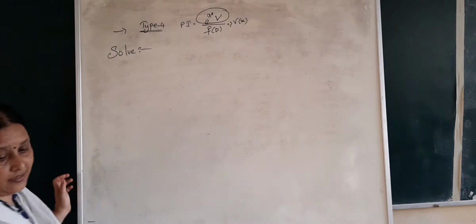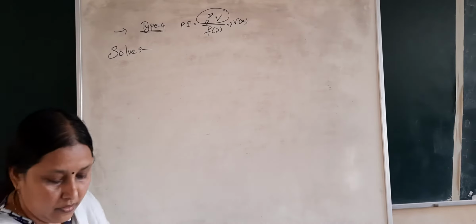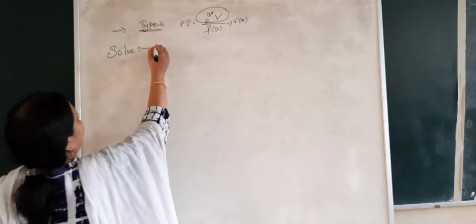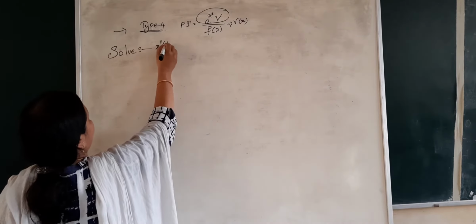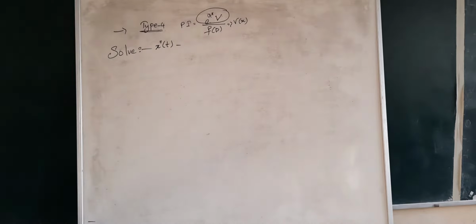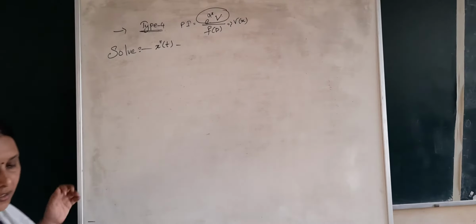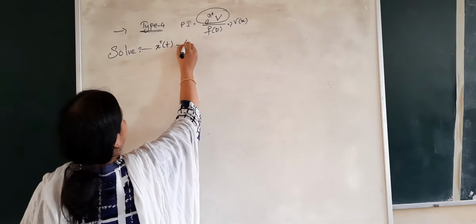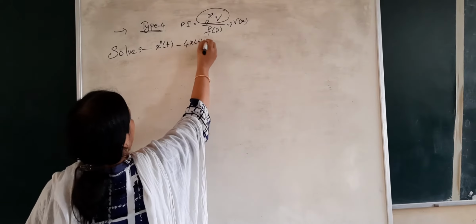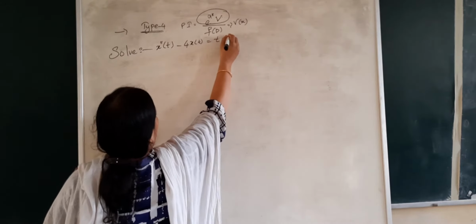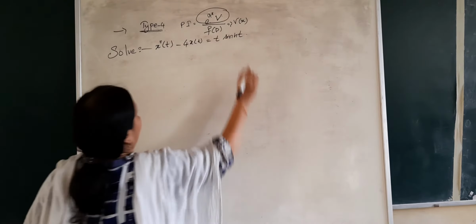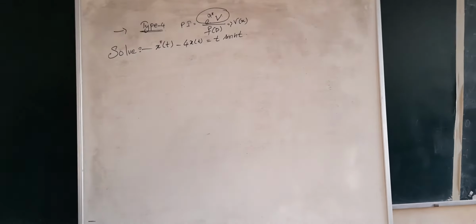The next question says x double dash of t minus 4 times x of t is equal to t sinh t. Here the variables are different, you guys can check that.